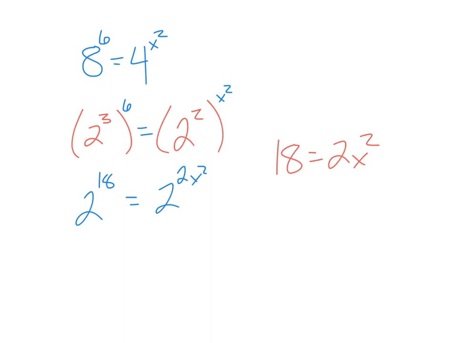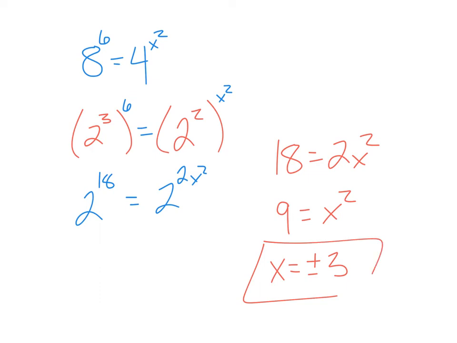Square root 18. Well, let's do something with the 2 first. Yeah, let's divide by 2 first. So then 9 equals x squared. Now we can square root 9. 3 and negative 3. That's right. Again, easy to check. Plug it in. See if 4 raised to the 3 squared gives you the same as 8 to the 6.